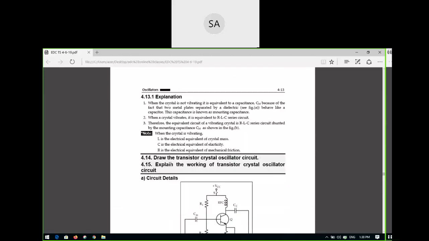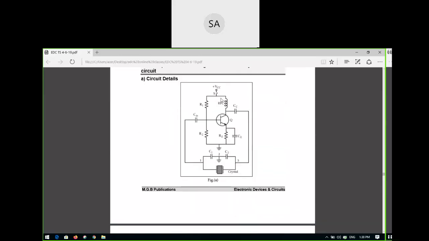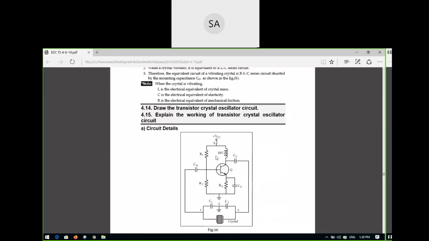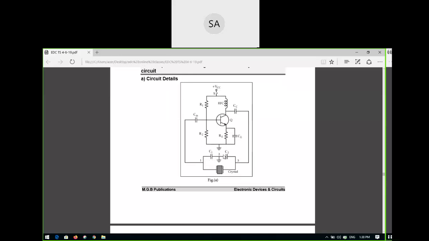Here is the circuit diagram of the crystal oscillator. This is a transistor crystal oscillator, because you are using an amplifier based on the transistor, and in the feedback circuit you are using a crystal. The crystal is used in the transistor with the feedback network. If you observe the Colpitts oscillator circuit diagram, you are replacing the inductor with the quartz crystal.